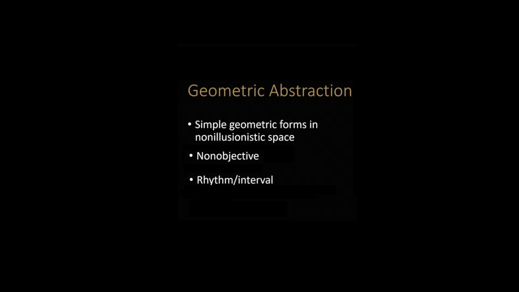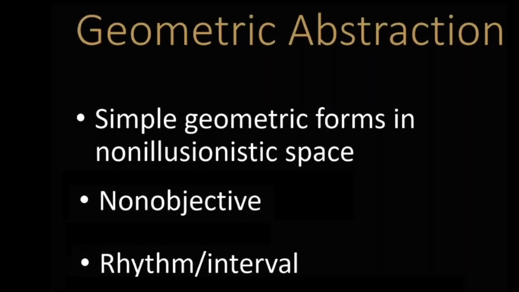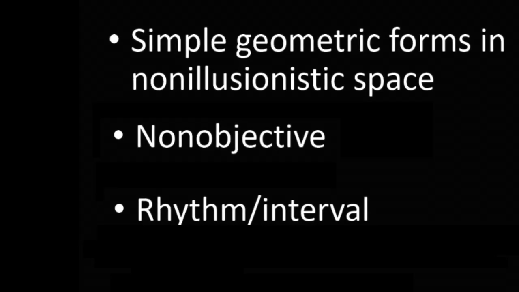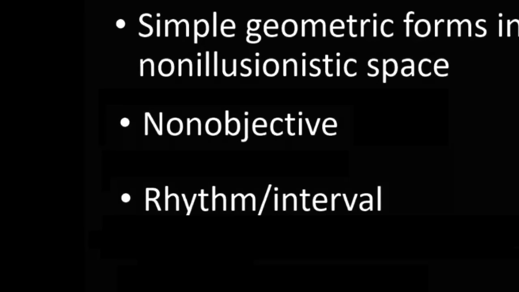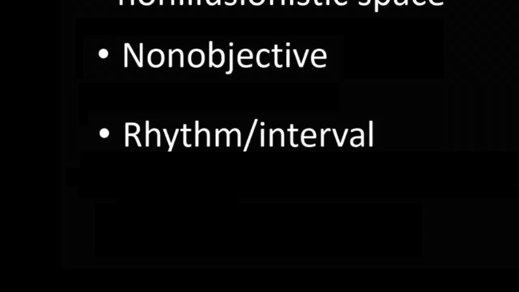So as we see the term geometric abstraction, we know that this refers to simple geometric forms in non-illusionistic space. The forms used are non-objective, that is, they don't come from the outside world. Often the painting derives its inspiration from rhythm or interval or spacing of the used forms.